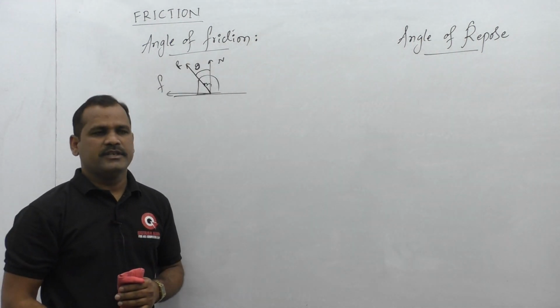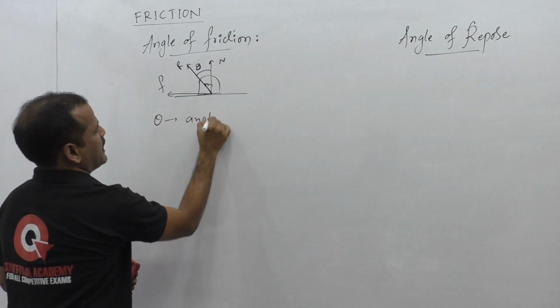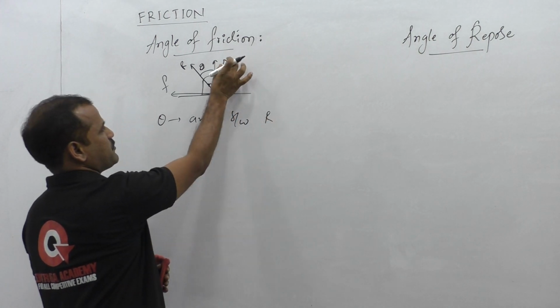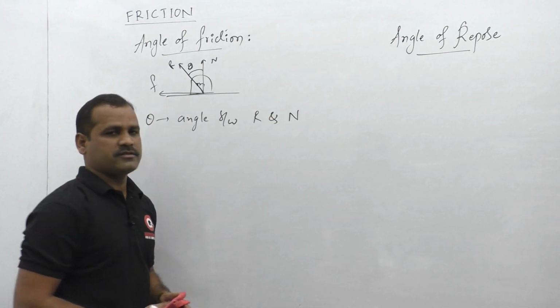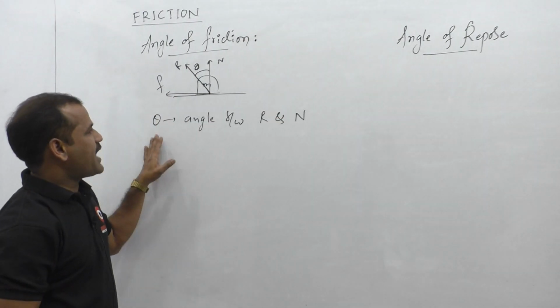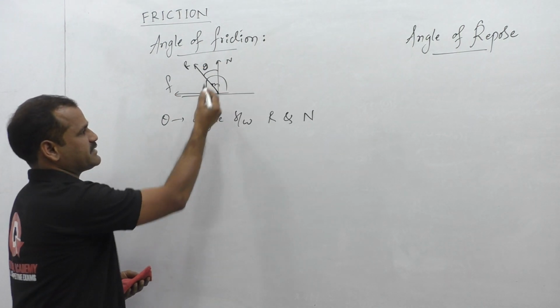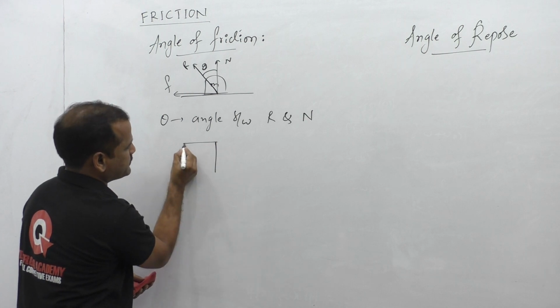Then the angle between this resultant and the normal force or normal reaction we take as the angle of friction, theta. So the angle of friction theta is nothing but the angle between the resultant of the normal force and frictional force, and the normal force of this surface. So this is the angle of friction for this case. Now let us consider this triangle here. What is this triangle? A right-angled triangle.